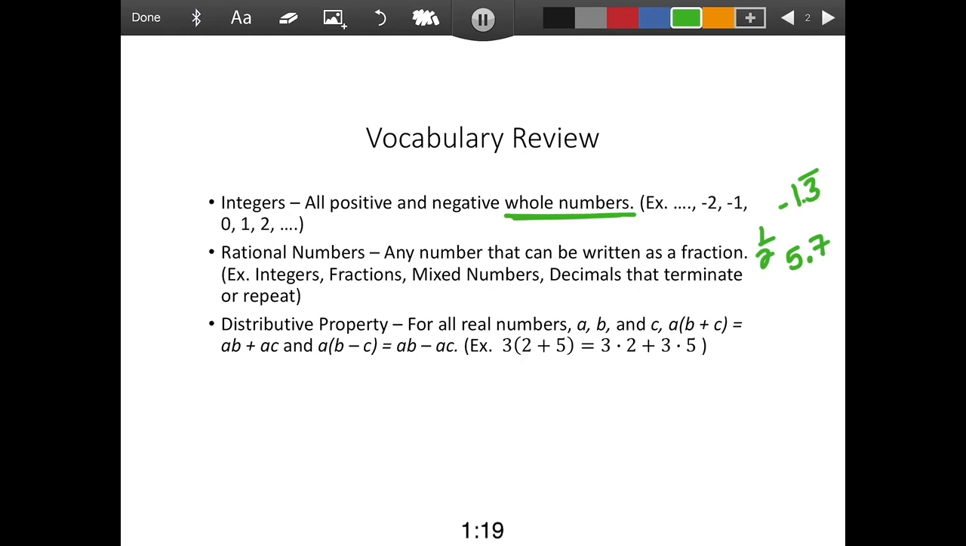Also, in our standard, it said that we needed to know what the distributive property is. Now, the distributive property says that if I have 3 times 2 plus 5, then I am going to distribute that 3 to both of the numbers inside the parentheses. So I get 3 times 2 plus 3 times 5. Then I can just follow the order of operations and multiply 3 times 2, which is 6, 3 times 5, which is 15, and then add those two numbers to get my answer. You'll learn much more about the distributive property later on.